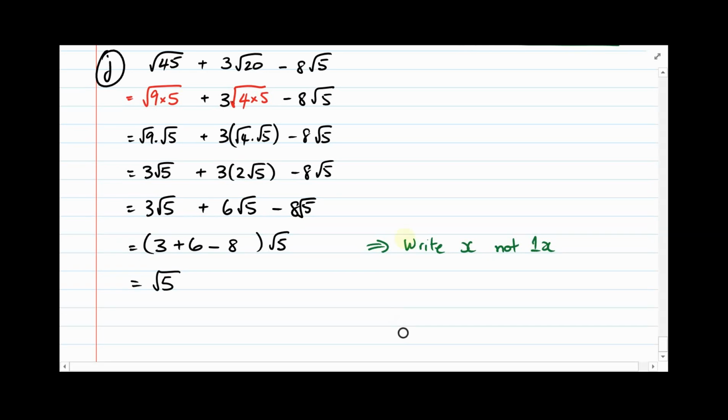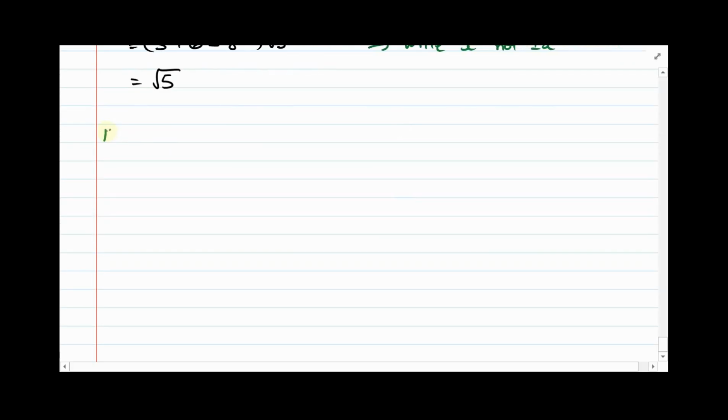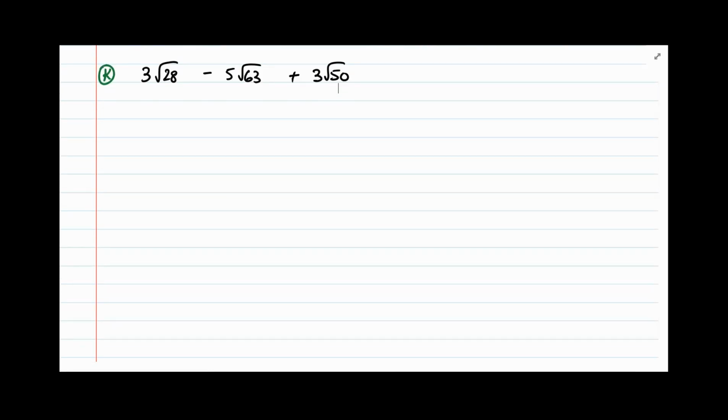All right, let's look at the next one. Oops, change my color here. And let's say that I have 3 root 28 minus 5 root 63 plus 3 root 50. Okay, take a moment and try to do this. If you are watching this on tape, then do pause it and we'll continue.